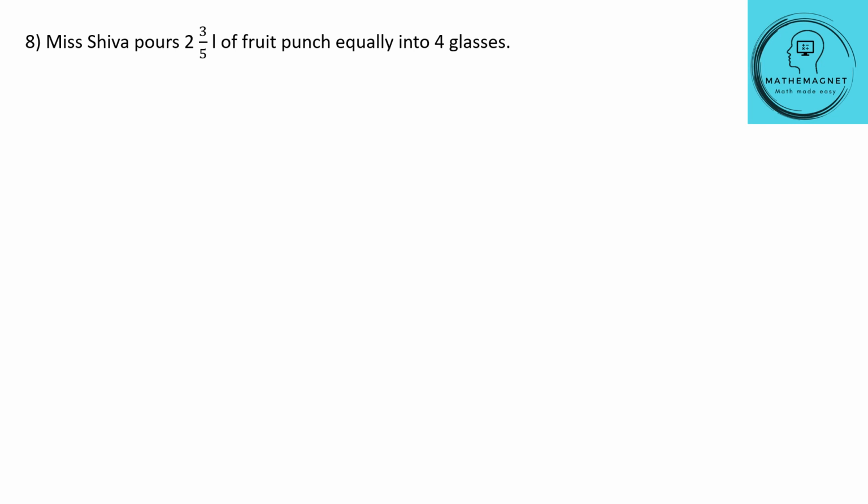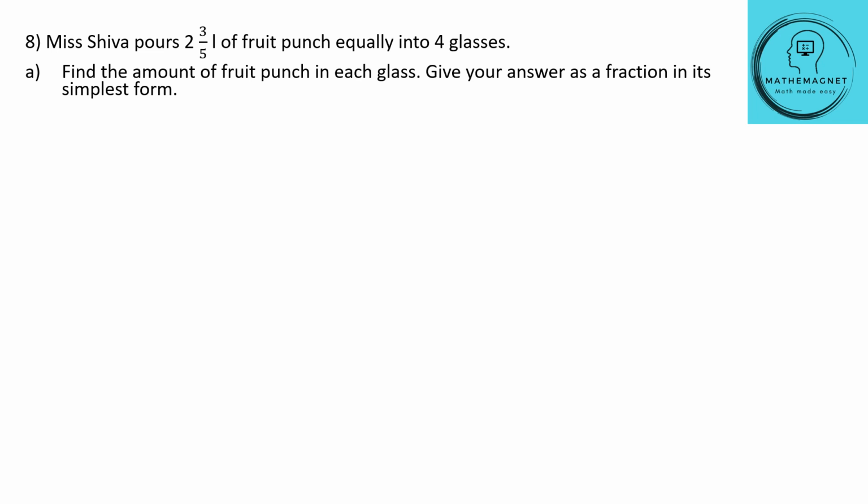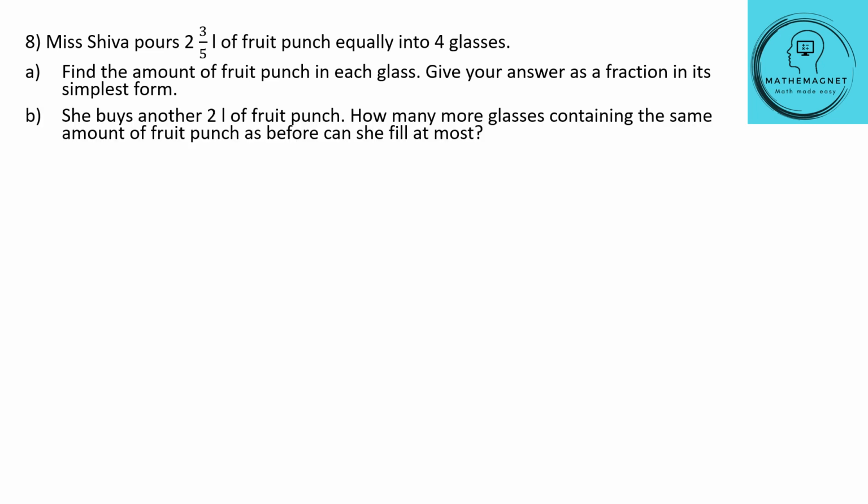Let's look at the 8th question. Miss Shiva pours 2 3 by 5 liters of fruit punch equally into 4 glasses. Find the amount of fruit punch in each glass. Give your answer as a fraction in simplest form. And she buys another 2 liters of fruit punch. How many more glasses containing the same amount of fruit punch as before can she fill at most? So let's solve the first part, which is A.